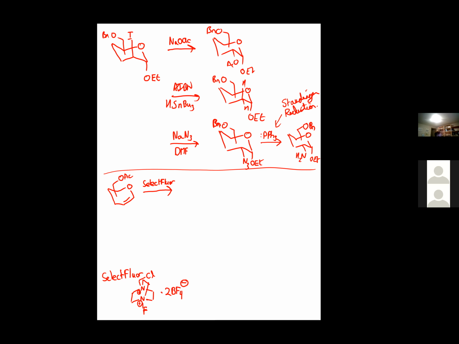So you have two quaternary nitrogens. One of them's got a fluorine on it, and one of them's got a CH2Cl. And this is one of those things which does not make intuitive sense to me. If you ask me what is the most electrophilic site on this molecule, I'd pick that carbon there, and I'd be wrong. It's the fluorine. And so Selectfluor is a source of F+.